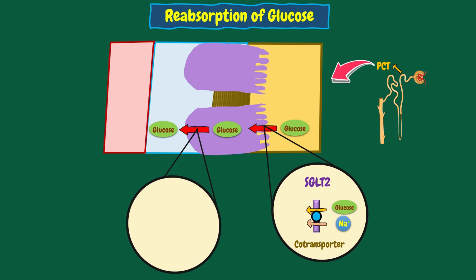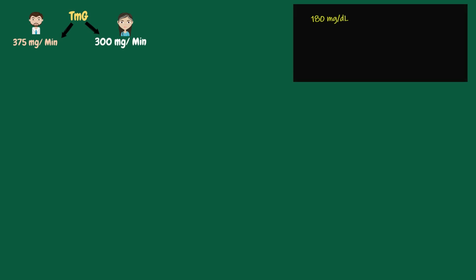From the tubular cell, glucose is transported into the medullary interstitium by another carrier protein called glucose transporter 2 or GLUT2. In adult males, the tubular maximum for glucose is 375 mg per minute, and in adult females, it is about 300 mg per minute. The renal threshold for glucose is 180 mg per deciliter in venous blood. When the blood level reaches 180 mg per deciliter, glucose is not reabsorbed completely and appears in urine.